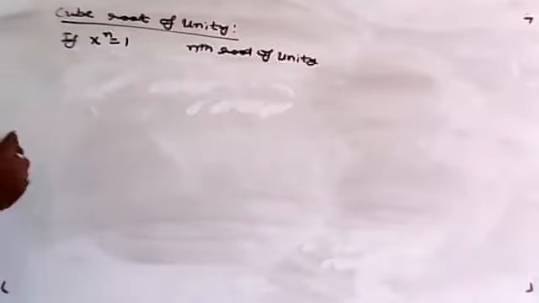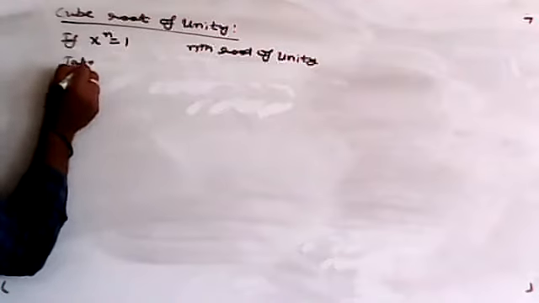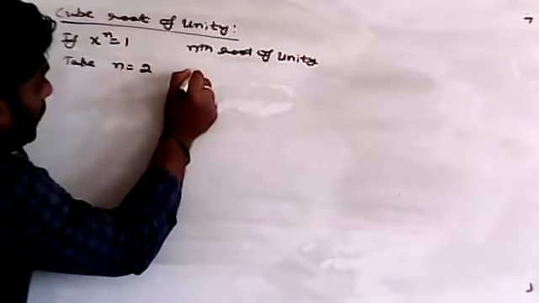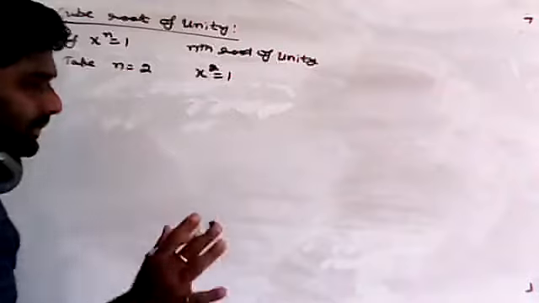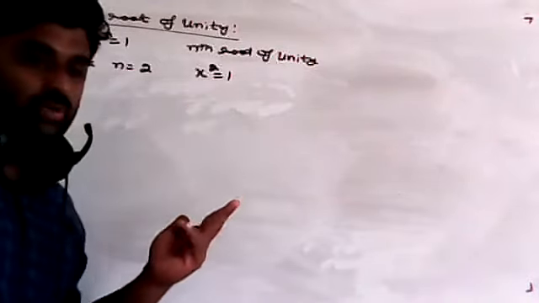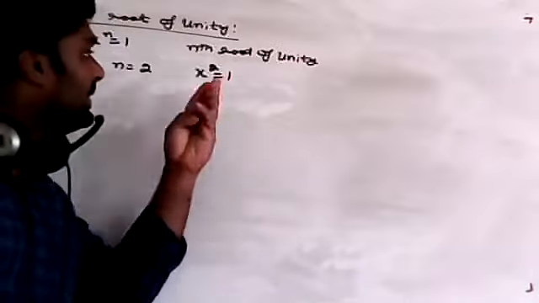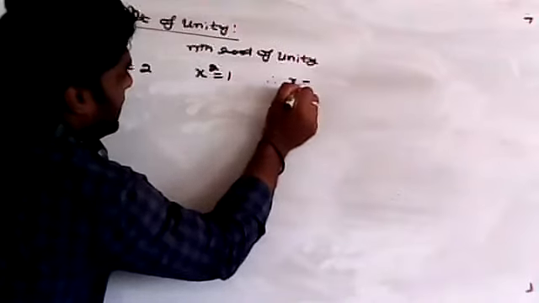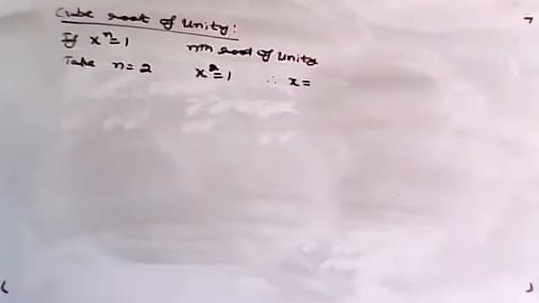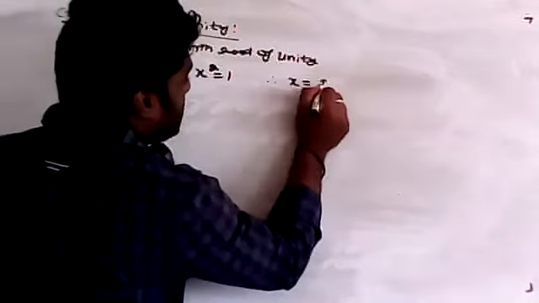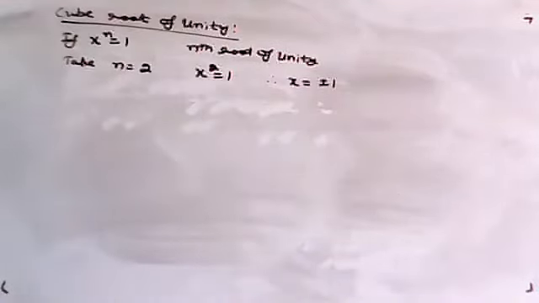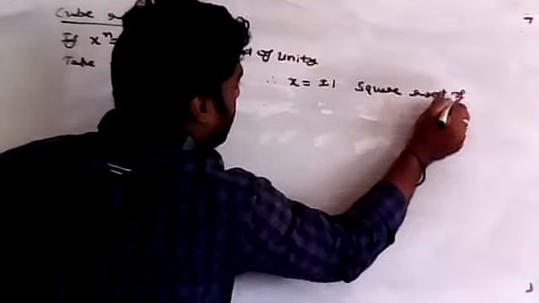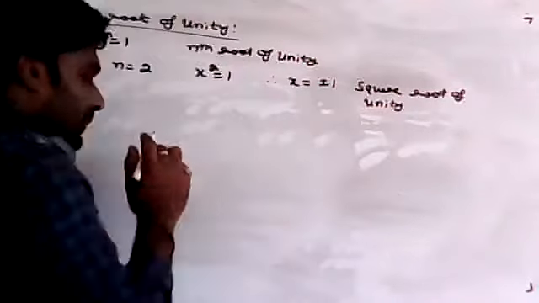So if I take n equal to 2, what equation do we get here? x square equal to 1. It means, as already clear, if the degree is 2 we'll get 2 roots, and if the degree is 3 we'll get 3 roots. This one only we are finding here. So can you tell me what is x equal to then? Yes, plus or minus 1. This is called the square root of unity. So degree 2 means square root of unity.